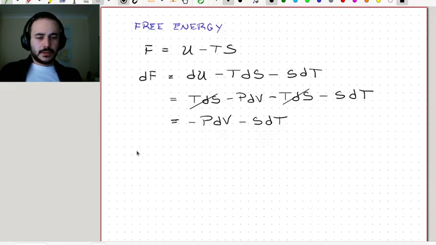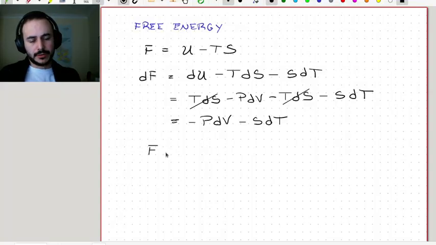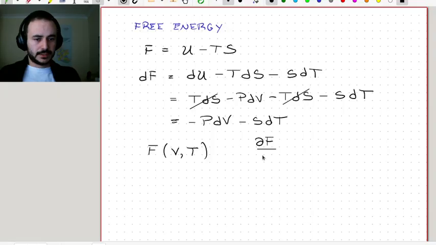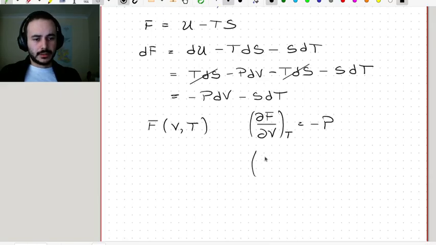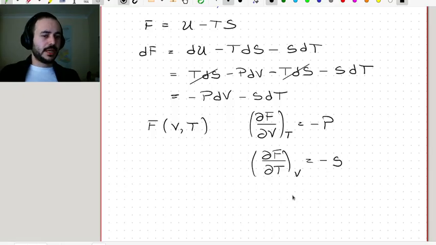So what we see, once again, is that this quantity, the free energy, or Helmholtz free energy, also called the Helmholtz potential, has natural variables V and T. And for the corresponding conjugate variables, the partial derivative of F with respect to V at constant temperature is minus the pressure. So you see, it's a very neat relationship. It's not complicated at all. And the partial derivative of F with respect to T at constant V is minus the entropy.